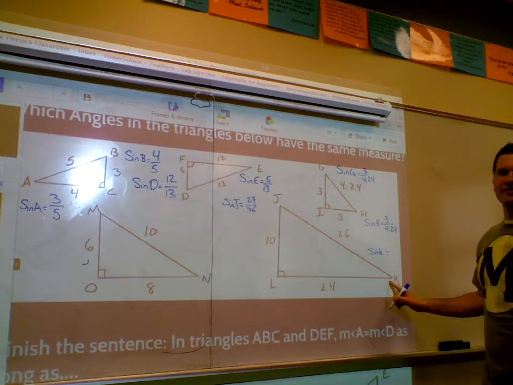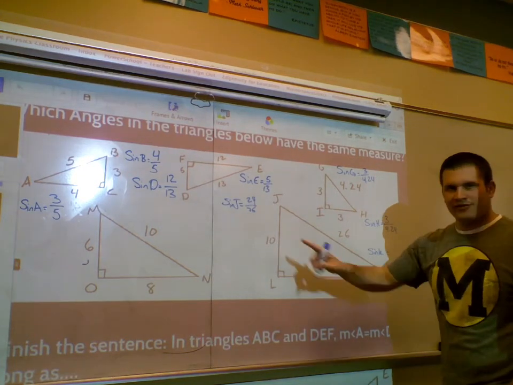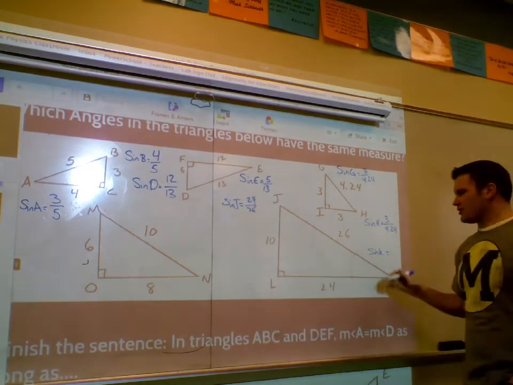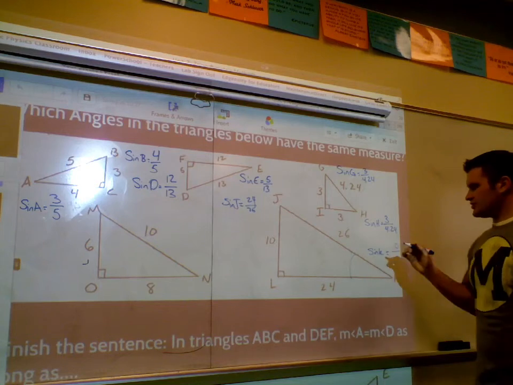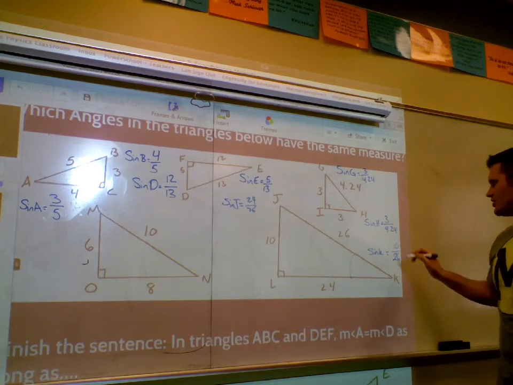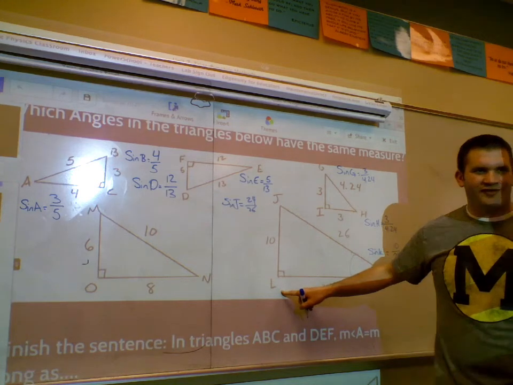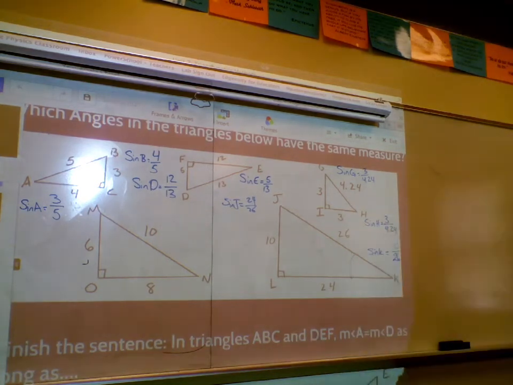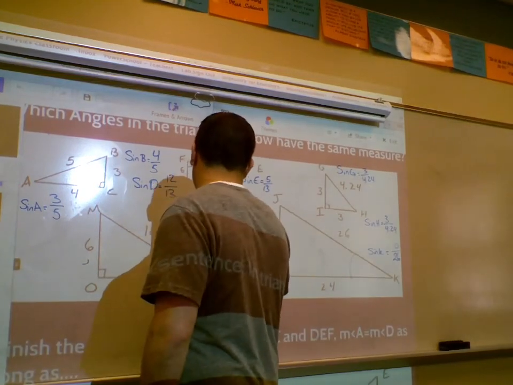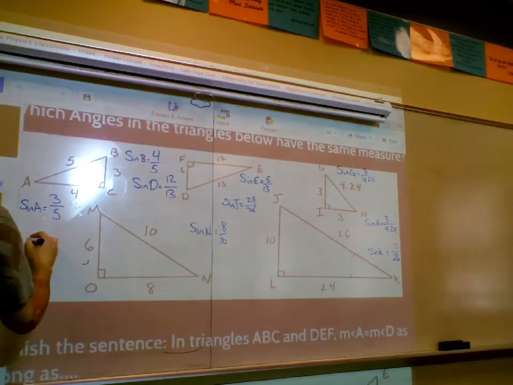What's opposite K? 10, because if I draw this, 10 touches these two, so 10's opposite. So 10 over what's the hypotenuse? 26, good. Sine of L, Justin. No, we don't do it, it's a right angle. Okay? Whitney, sine of N. 8 over 10. Jamira, sine of M.